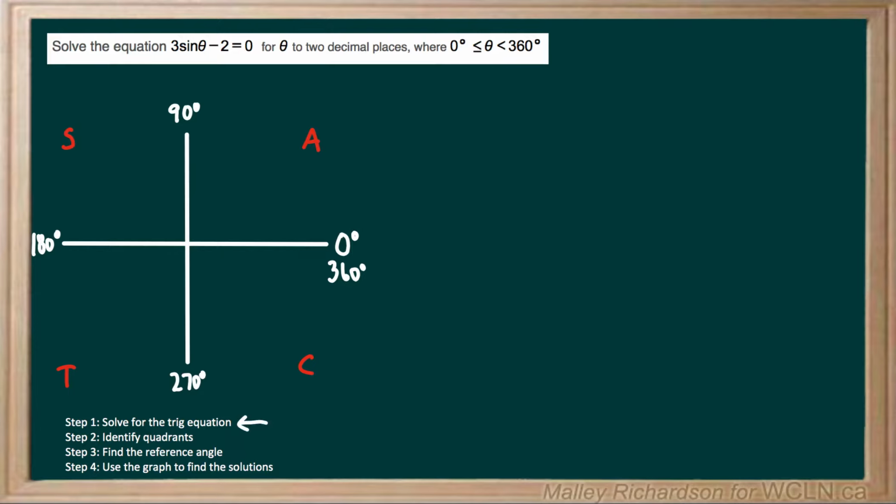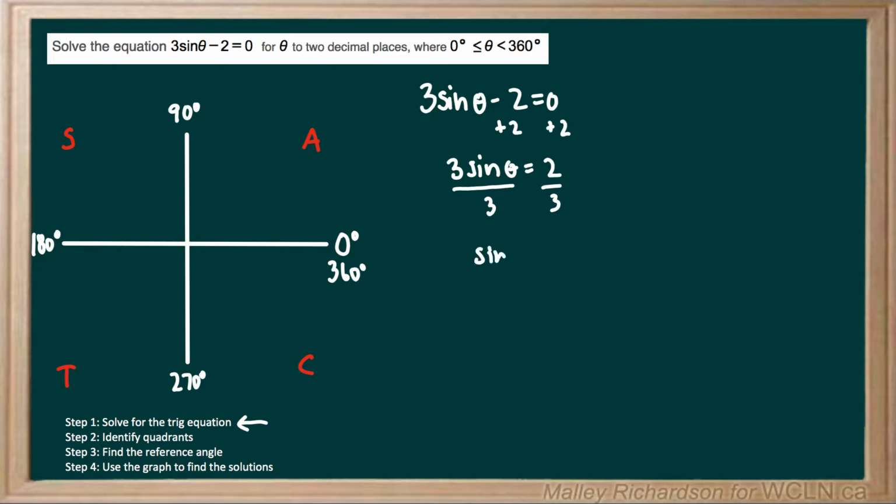our trig equation. In the question, we're given the equation 3 sine theta minus 2 equals 0. But we want to isolate for sine theta. So we first add 2 to both sides, and we're left with 3 sine theta equals 2, and then we divide both sides by 3. And we're left with sine theta equals 2 over 3.